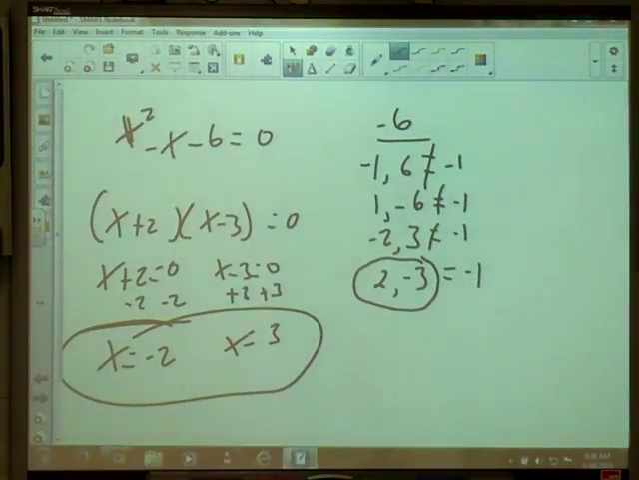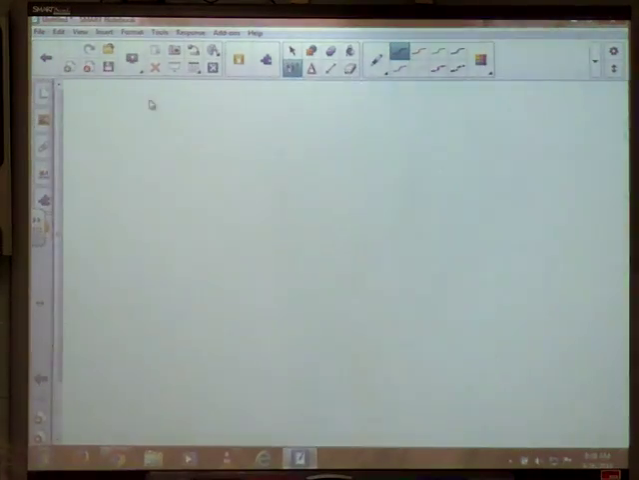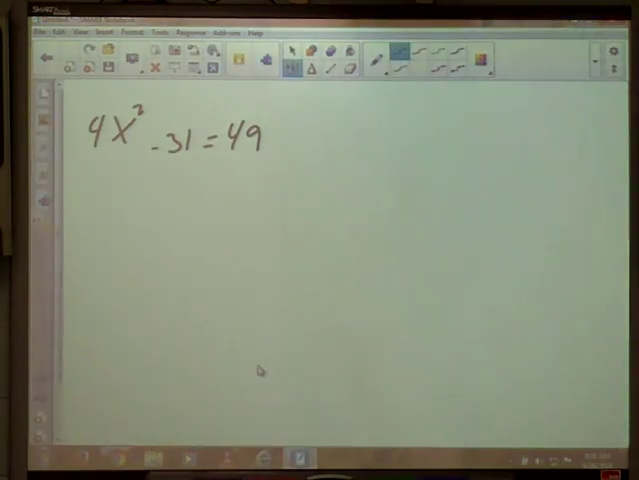Alright, let's look, and we're going to stray away just a moment and then get back. Let's look at 4x squared minus 31 equals 49. The directions just say to solve the quadratic.